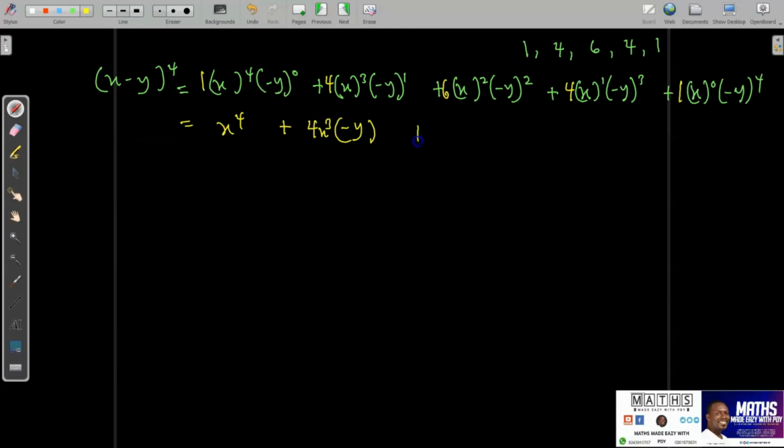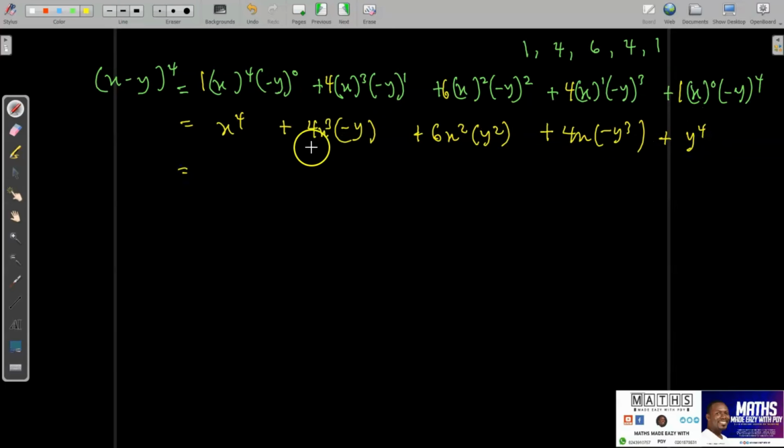Then this will give us plus x to the power 2 will be 6x squared. Over here, negative y all squared becomes a positive y squared. And that will be giving us plus 4x negative y cubed. Then plus 1x to the power 0 is 1. But negative y to the power 4 will become a positive number. So we have 1y to the power 4.